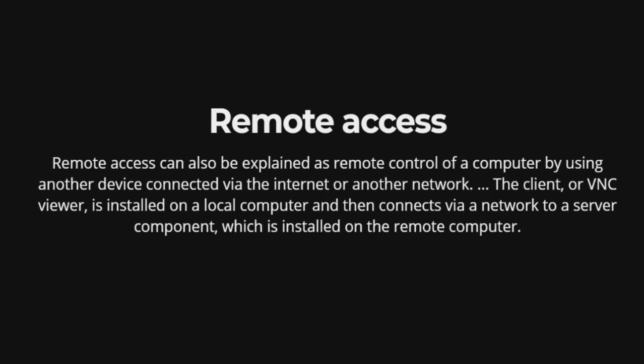Remote access. Remote access can also be explained as remote control of a computer by using another device connected via the Internet or another network. The client, or VNC viewer, is installed on a local computer and then connects via a network to a server component, which is installed on the remote computer.